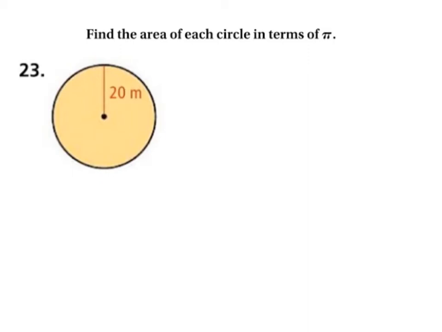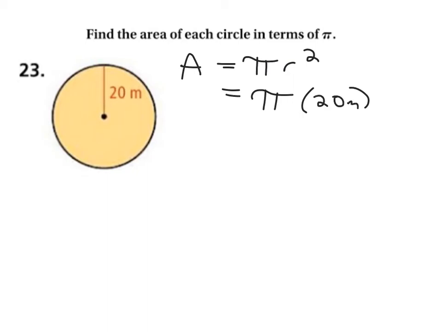But find the area of the circle in terms of pi. So we need to know what the formula for area of a circle is. And for area of a circle, it's area equals pi times the radius squared. And pi times then, what is the radius? The radius is 20 meters.